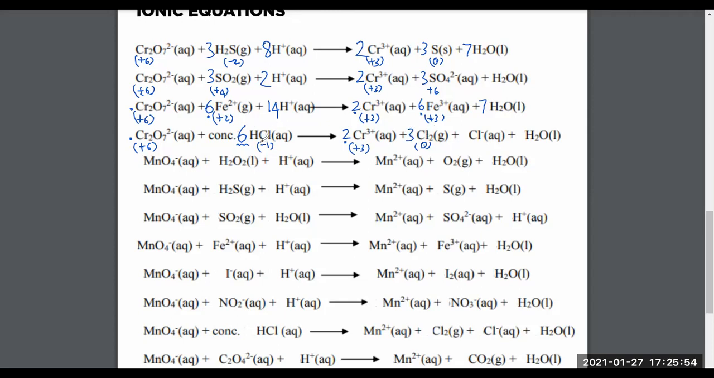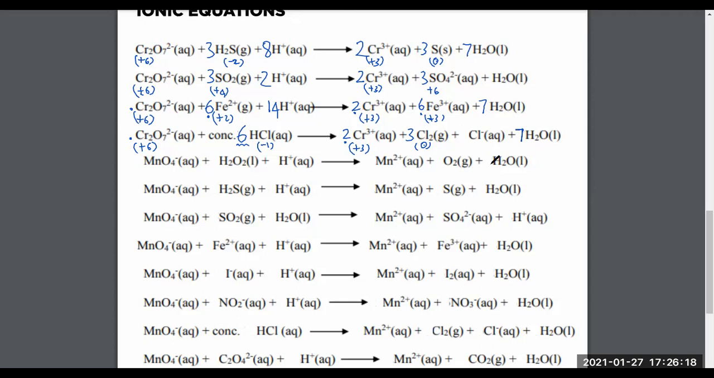Because HCl is doing 2 things. One, it is turning to Cl2, and the other one, it is providing the Cl minus ions, the excess ones. Right? Fine. And what else should we do? We need to balance the oxygen atoms. The only way to balance oxygen atoms is here we have 7. Here we have 7. So I have to put 7 here.